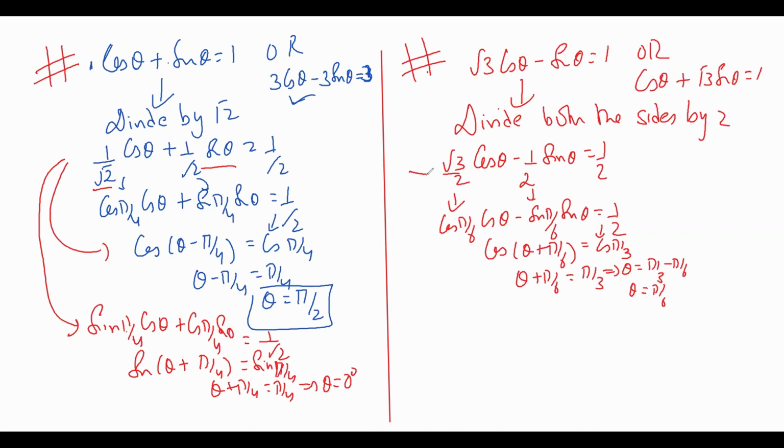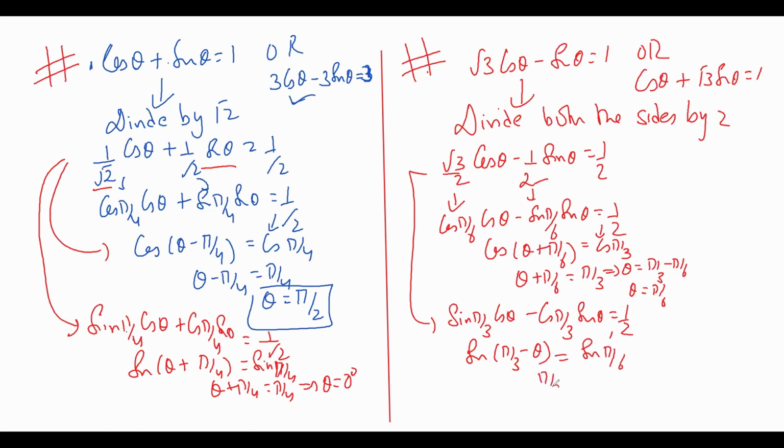Now another method, you can also replace this root 3 by 2 by sine of 60 degrees. Then this 1 by 2 comes out to be cos 60. And this is sine A cos B minus sine B cos A. So here you get sine of A minus B, and on the right hand side, this is sine of 30 degrees. Now from here you can find the angle. You take this to this side. So theta comes out to be 30 degrees. I think it's clear to all of you.